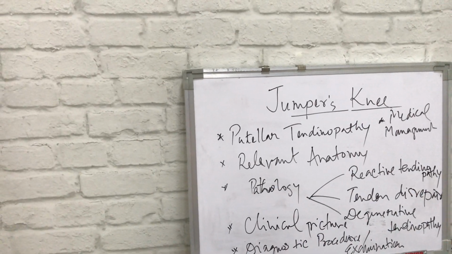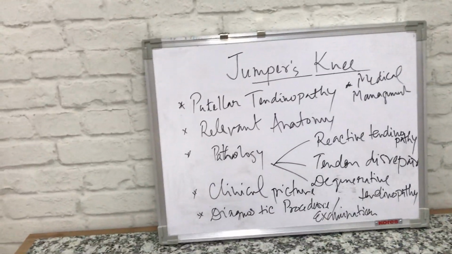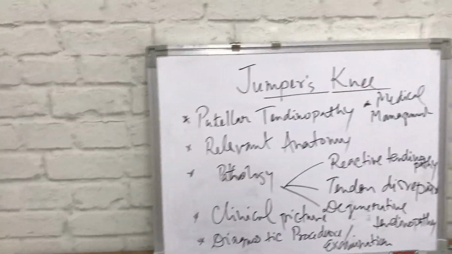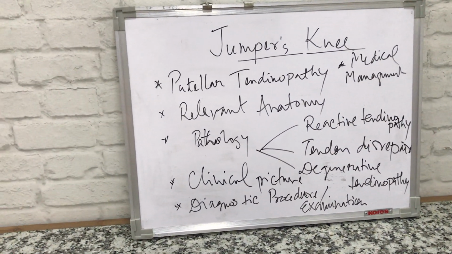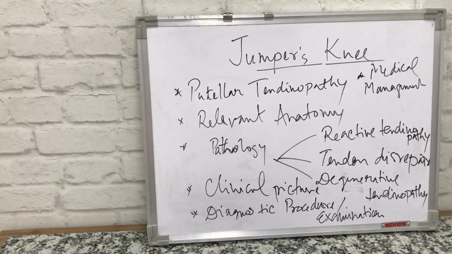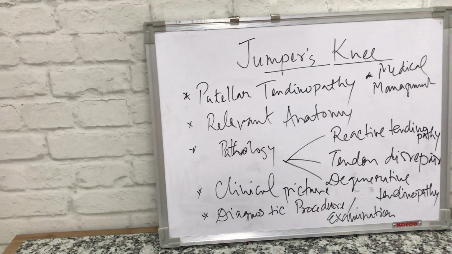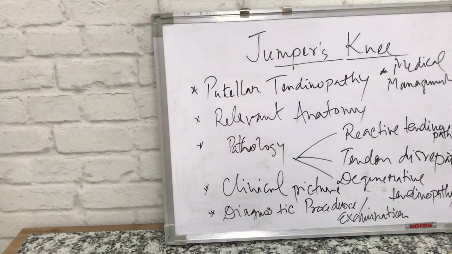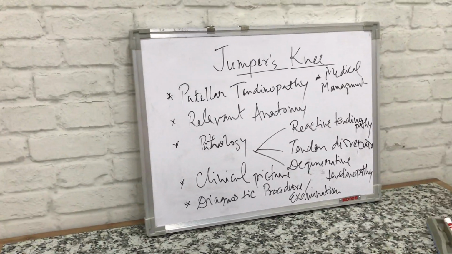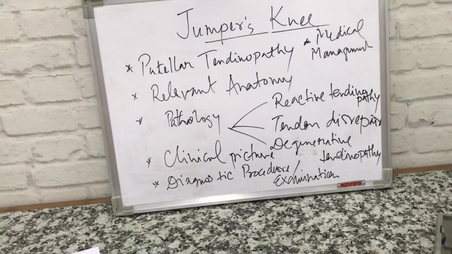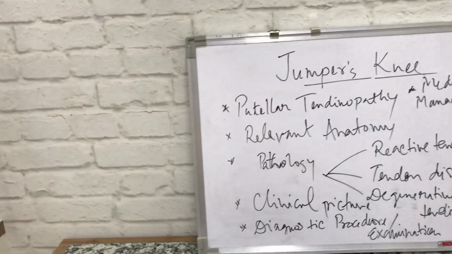If you go to the differential diagnosis, we have to rule out conditions like infrapatellar bursitis, fat pad syndrome or the Hoffa syndrome, patellofemoral pain, plica injuries, Osgood-Schlatter syndrome. So these are some of the other conditions which may be associated with knee pain.